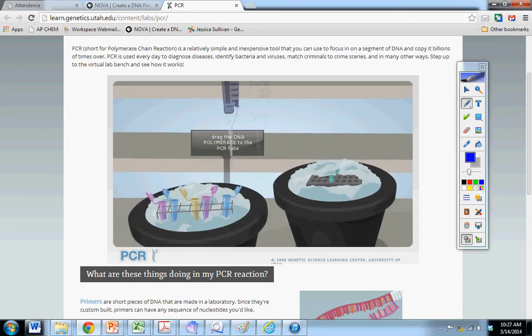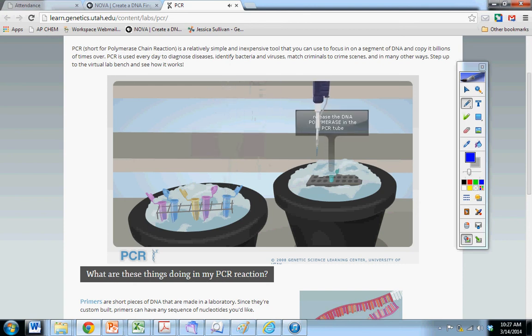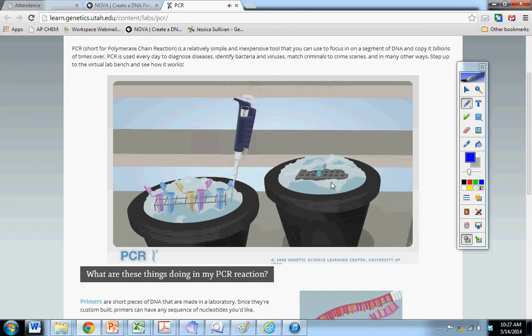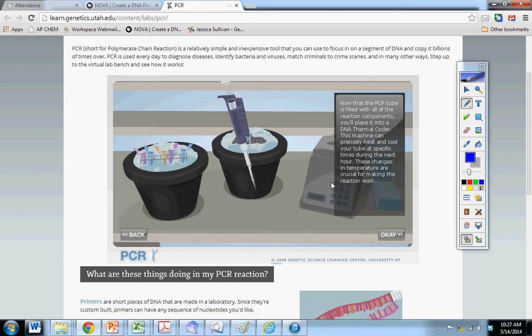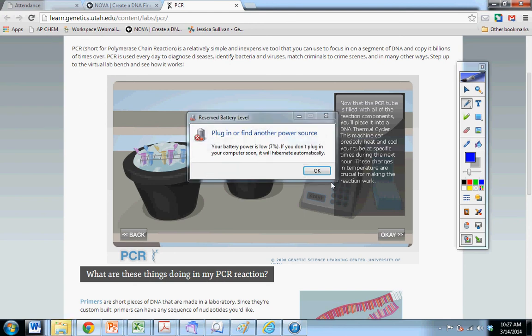All right, so when you do this, is it going to be hard? No, you've seen it. You're just adding these pieces in there, and then we get to that point. Now that the PCR tube is filled with reaction components, we're going to place it in a DNA thermal cycler. DNA thermal cycler. That's 13. This machine can precisely heat and cool your tube at specific times during the next hour. These changes in temperature are crucial for making the reaction work. All right, so that's not good.